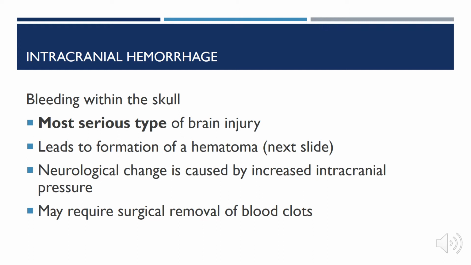Now looking at intracranial hemorrhages, this is when bleeding occurs within the skull, obviously. So this is the most serious type of brain injury. It leads to formations of hematomas. The neurological changes are caused by an increased intracranial pressure, which you know we love talking about. It may require surgical removal of blood clots to help.